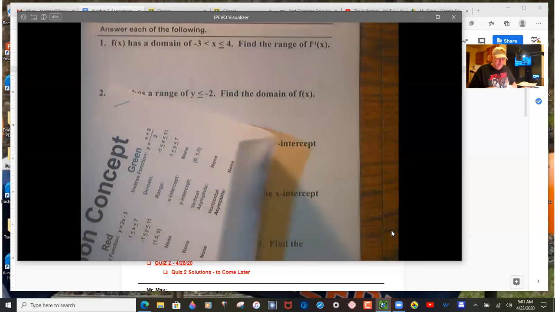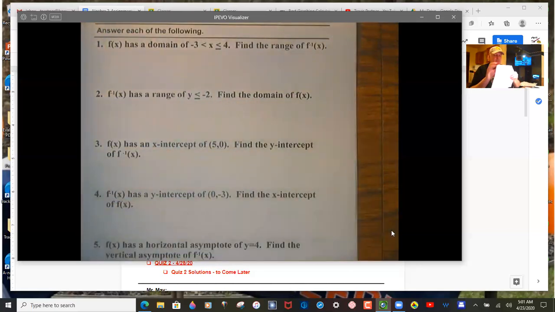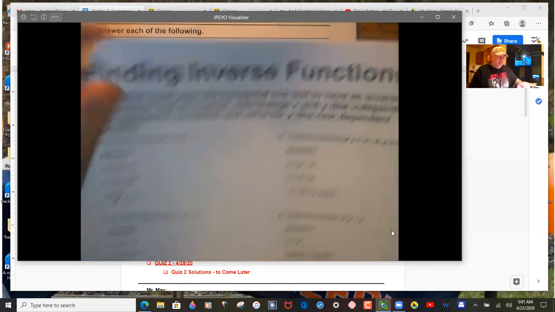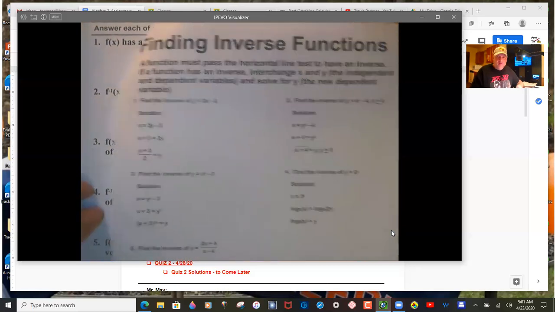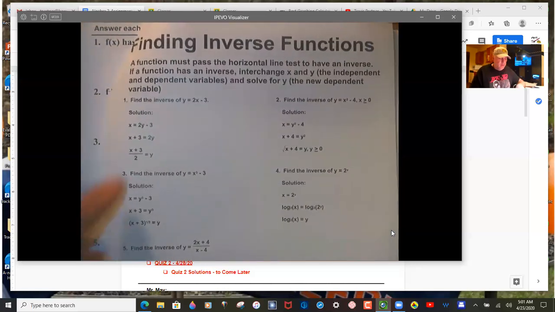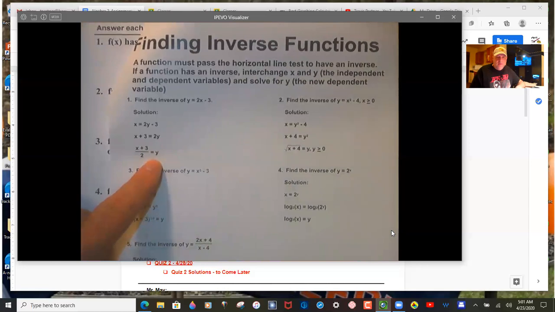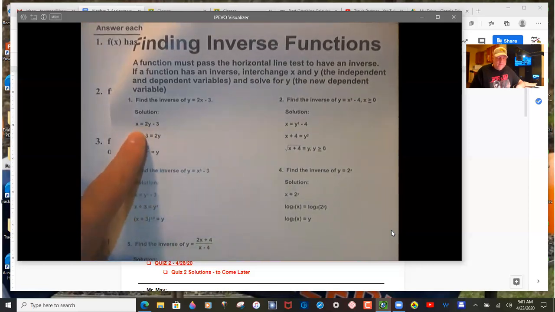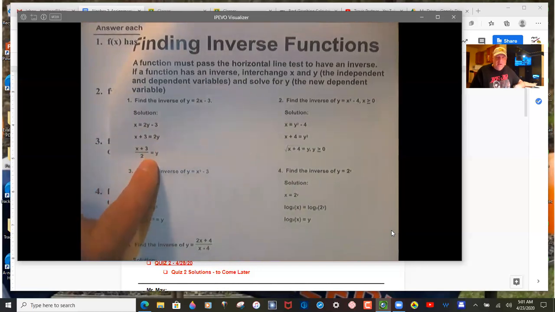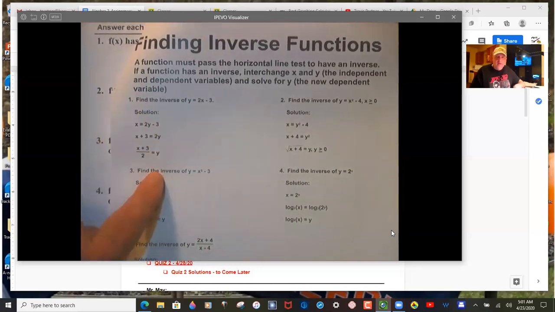And then you'll have to, go to the last page here now, actually find the inverses. So what is that about? For the most part, you'll have to do linear functions. You switch that y and the x around, and then you solve for y. So the number one here is a great example.